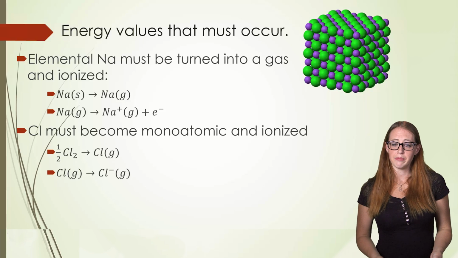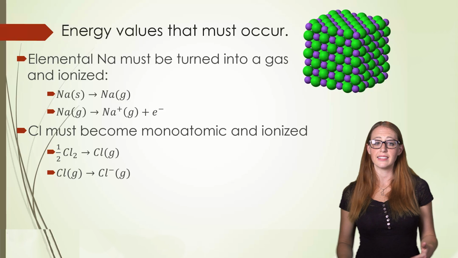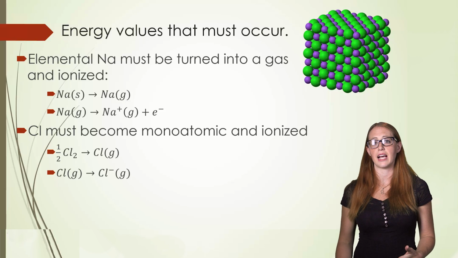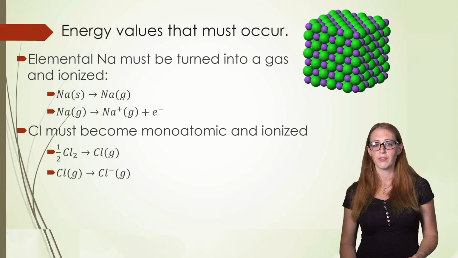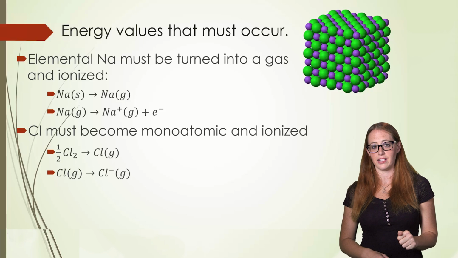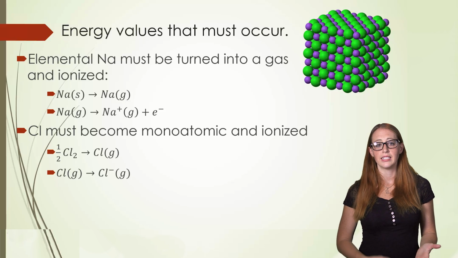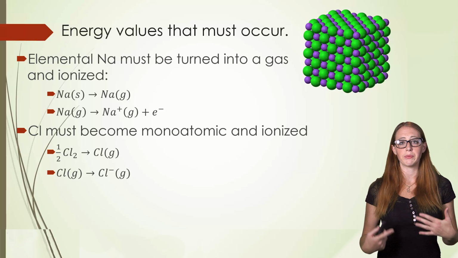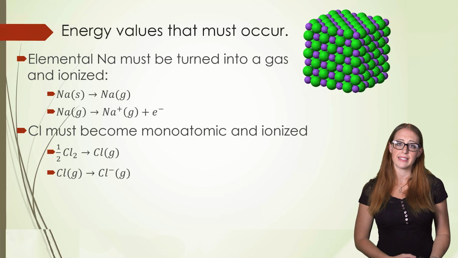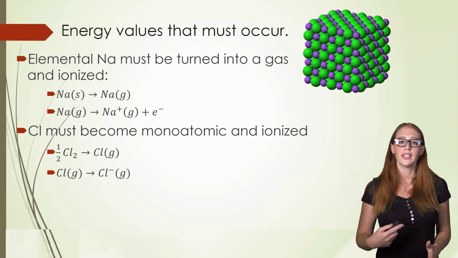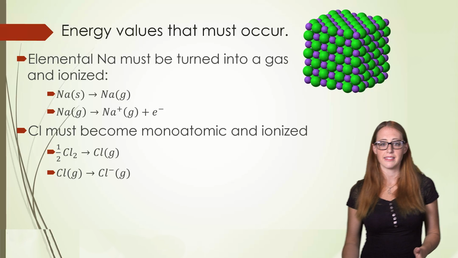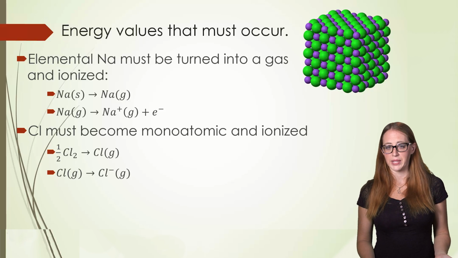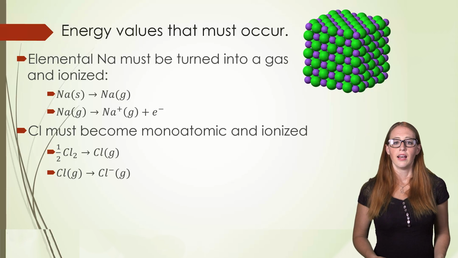Cl is a little different because in its standard state, Cl is already a gas, but it's a diatomic gas. It's a Cl2. And so we're going to need to halve that Cl2 to get it into a Cl. And then it's already a gas, so that part's done. And then at that point, we need to ionize it and change it from a monoatomic Cl into its ion form, its Cl minus. And those are all values we can look up or calculate.